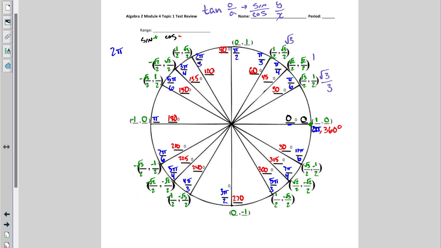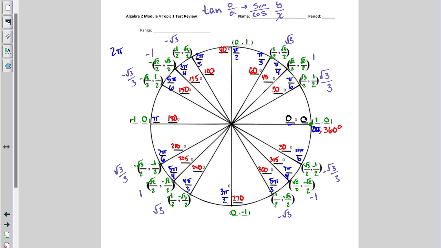And then everything's the same, except down here, all of these are negative. So this is going to be negative square root of 3. This is going to be negative 1, and this is going to be negative square root of 3 over 3. These ones, because it's a negative divided by a negative, you get a positive, and so it's square root of 3 over 3 positive, positive 1, and square root of 3. And then over here, it's going to be back to where we were, but negative. And so now it's negative square root of 3, negative 1, and negative square root of 3 over 3.